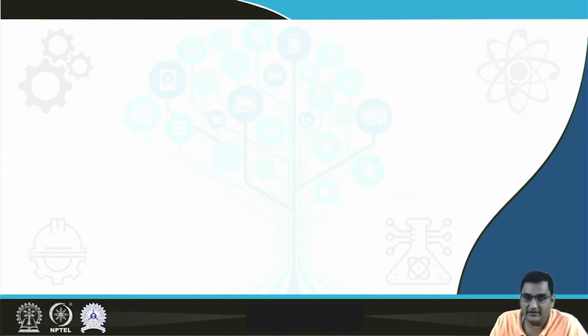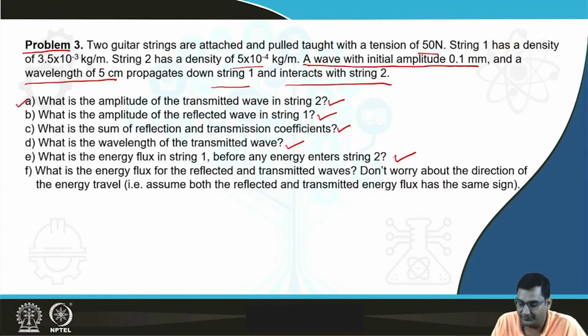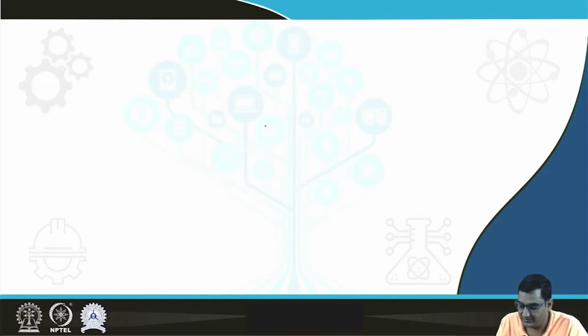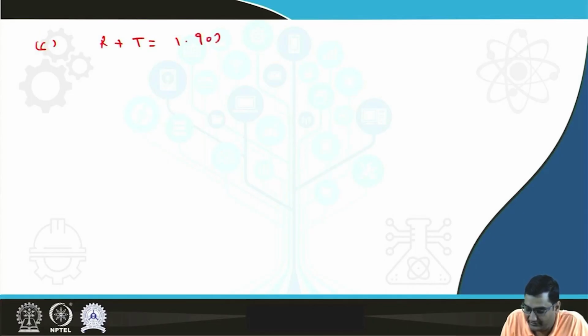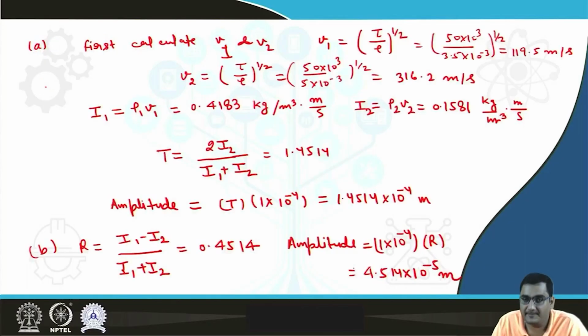Now the next question is, what is the sum of reflection and transmission coefficient? So this question we need to solve. What is the sum of reflection and transmission coefficient? See, the sum is R plus T, and that will be equal to 1.9028.